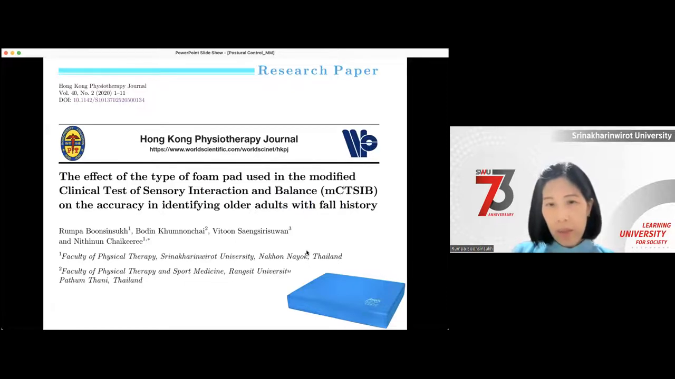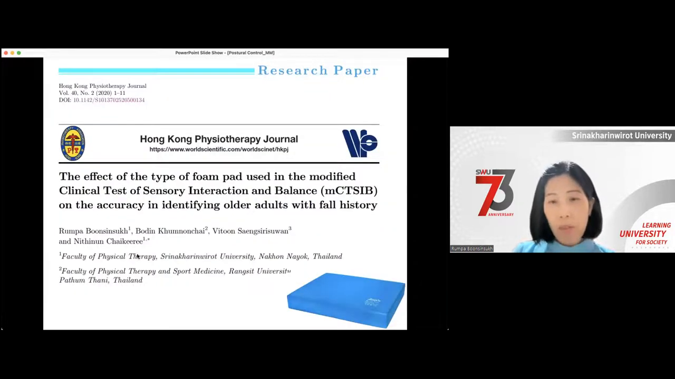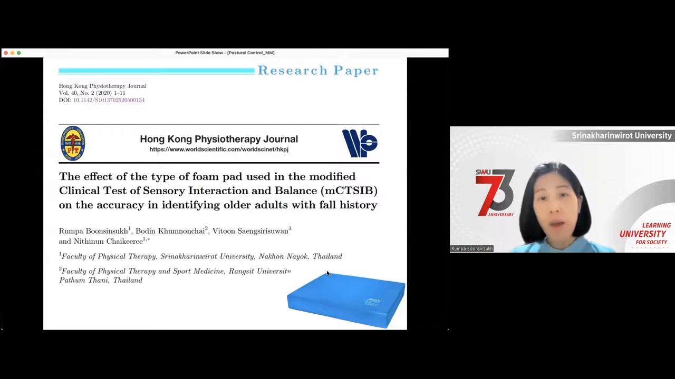In this study, we use two of the Airex foam because we want to make sure that it has the same height as the NeuroCom foam. And our results show that the two Airex foams also provide good accuracy in identifying older adults with fall history. So it can be used interchangeably with the NeuroCom foam.